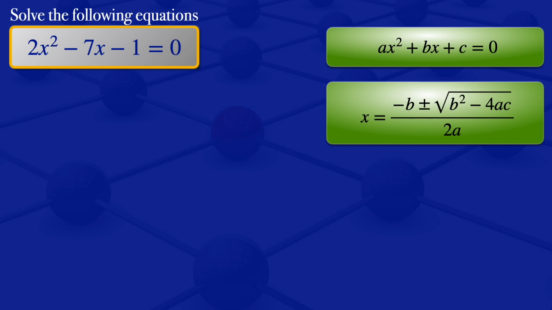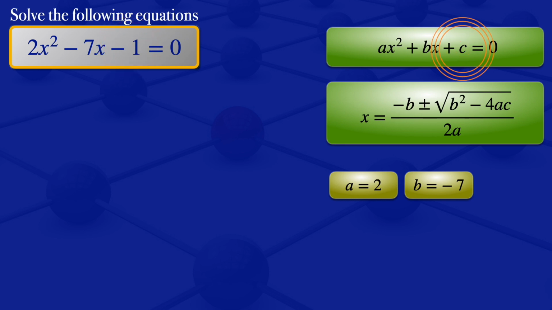So what we do now is compare the coefficients of these two equations. Looking at x squared, here the coefficient is a 2, here the coefficient is an a. So by comparison, a is equal to 2. Now look at x. The coefficient of x here is minus 7, and here it is b, so b is equal to minus 7. Now look at the constant. In this equation, the constant is minus 1. In this equation, the constant is c. So c is equal to minus 1.